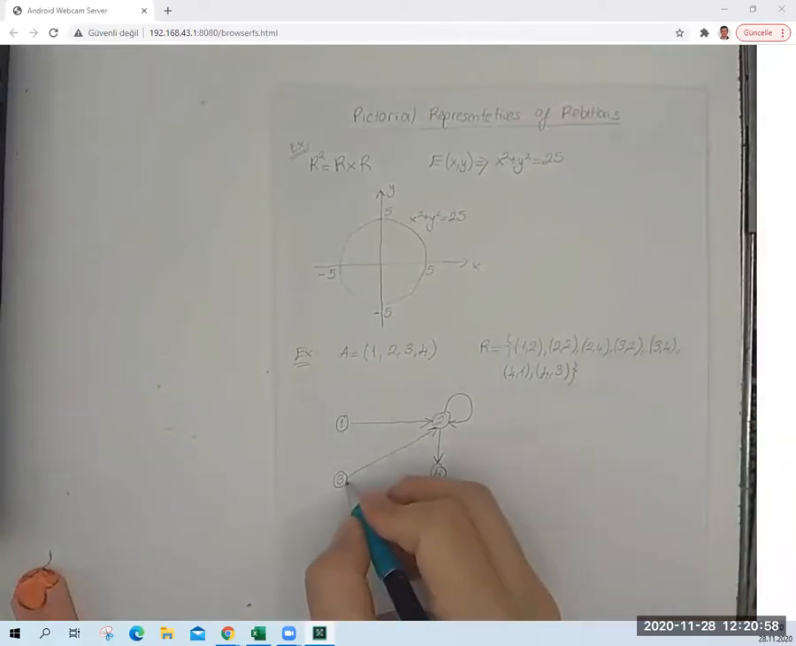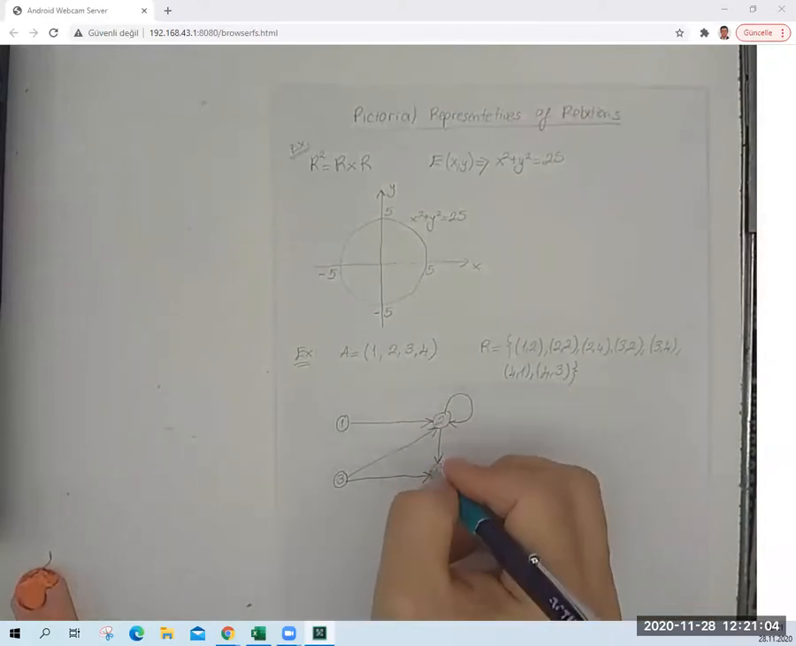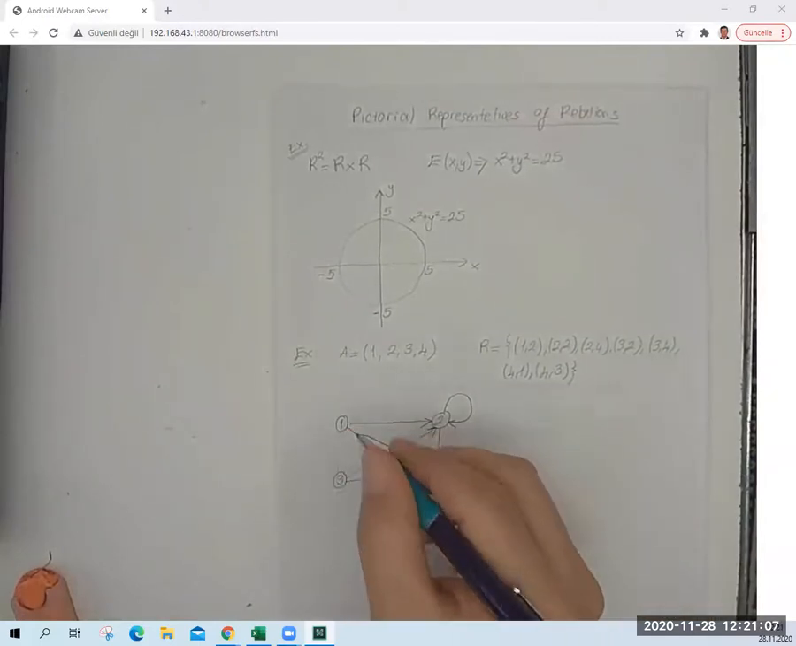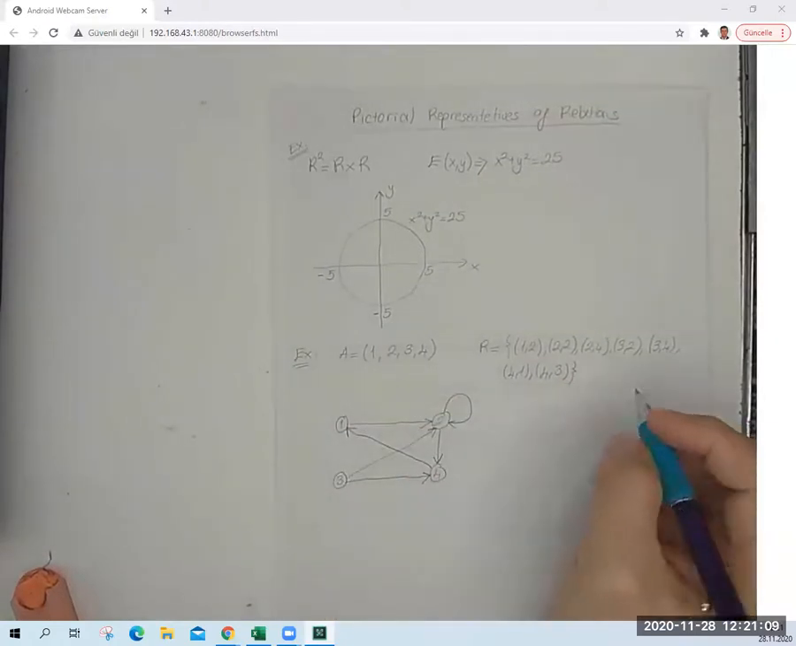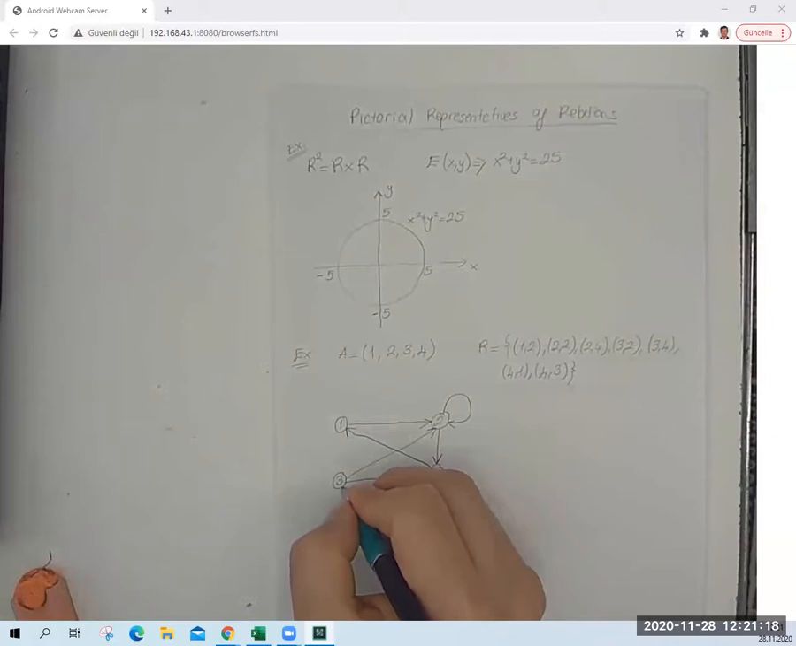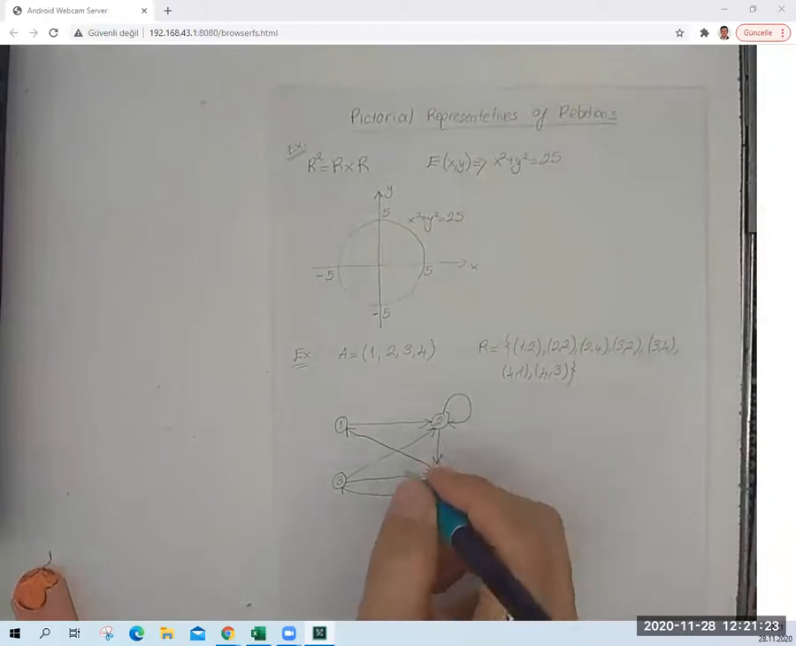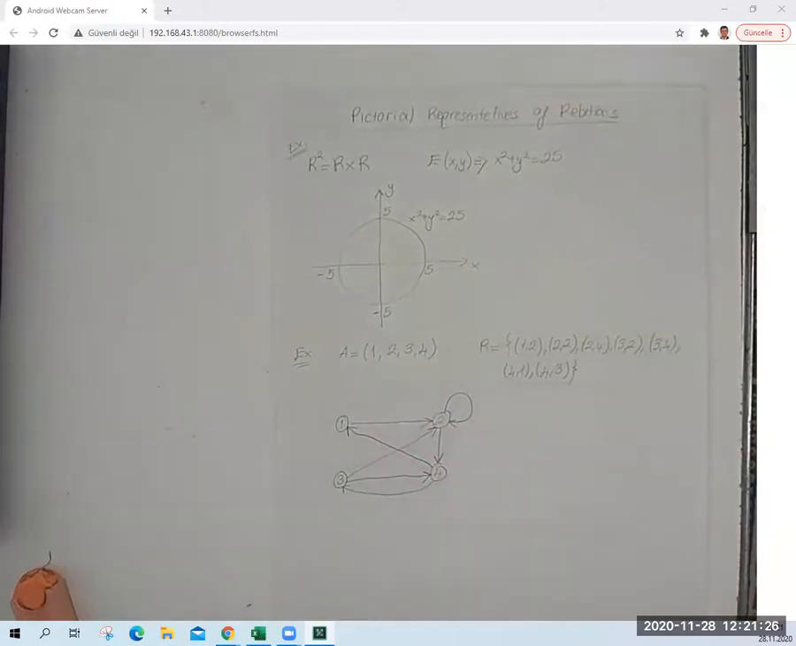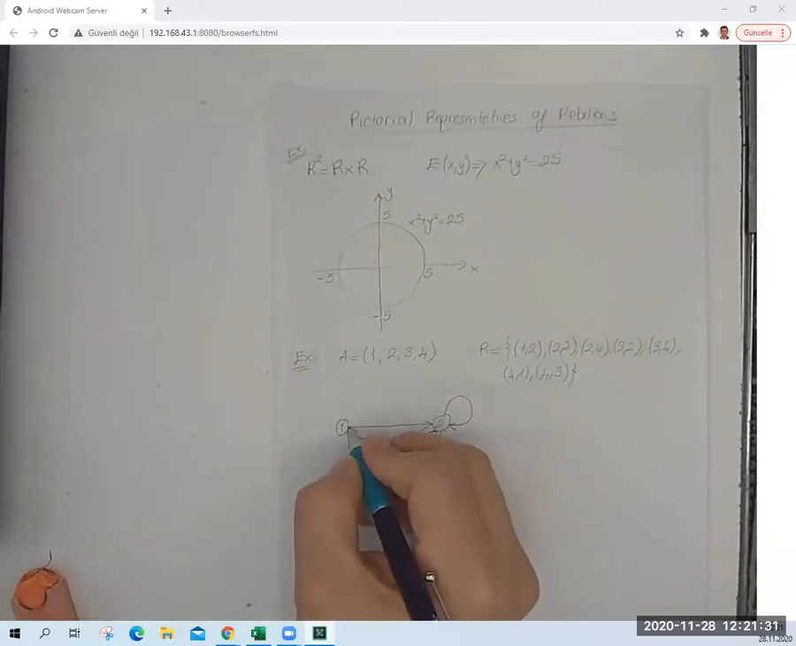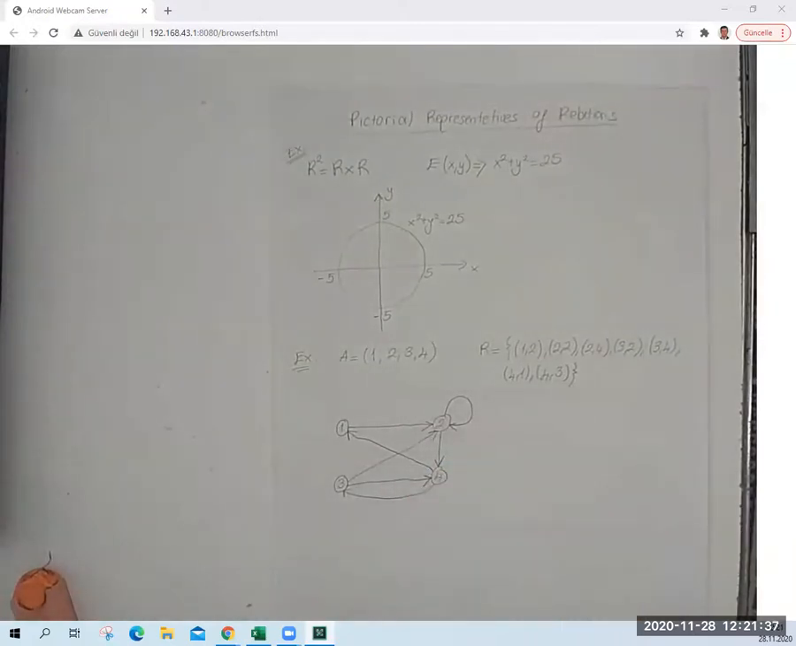and 3, 4. Okay, and 4, 1, 4, 1 and 4, 3. Okay, I can draw like that. If you change the place of the set members, of course you will have a different shape, but you have to draw the relation exactly like that.